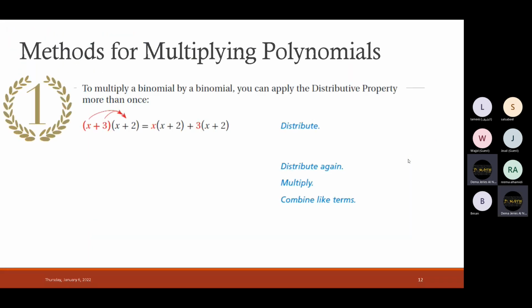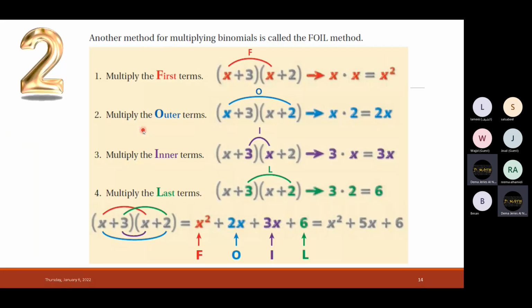Now, we said that in order to multiply two polynomials, one of the methods is the distributive property. Like we said, we will distribute x on x plus 2 and 3 on x plus 2. Then we will multiply. The second way was the FOIL way, where F is for the first terms, which are these two x's. O is for the outer, like here you have two brackets, the one to the right and the one to the left, that are far from each other. They are the outer terms.